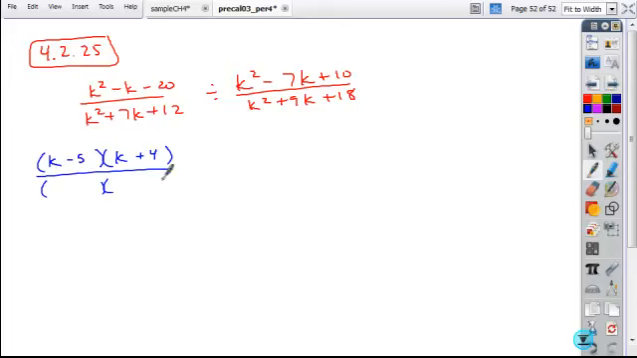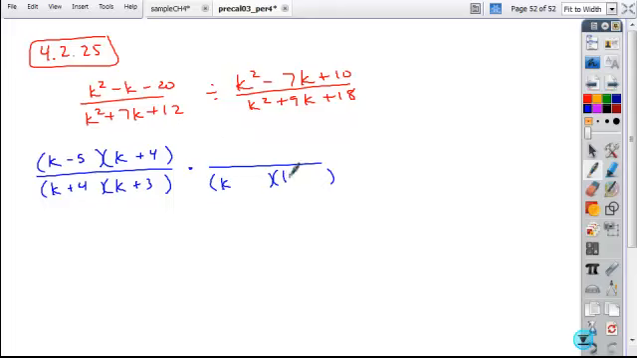In the denominator, again, my leading coefficient is 1, so I have binomial factors. The two factors of positive 12 whose sum is positive 7 are plus 4 and plus 3. And now I'm going to convert this into a multiplication problem. So my numerator gets moved to the denominator. I'm going to take this whole expression and factor it into the denominator.